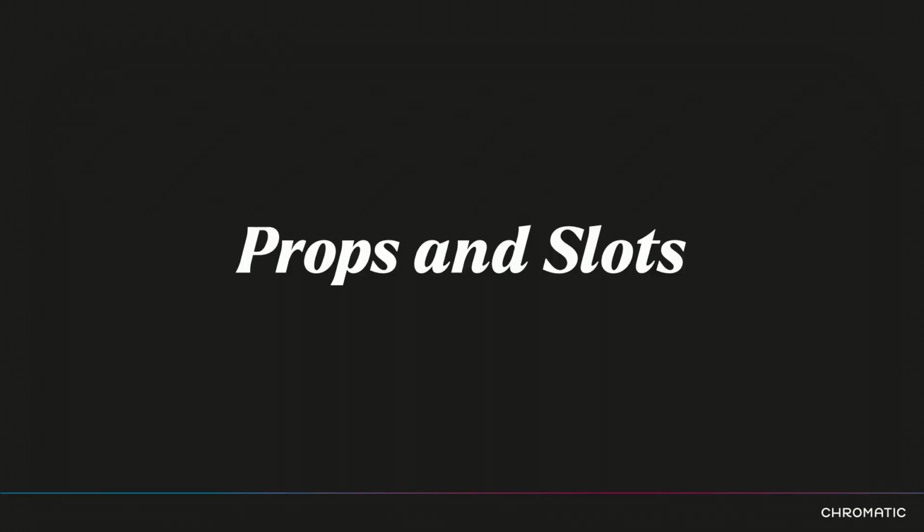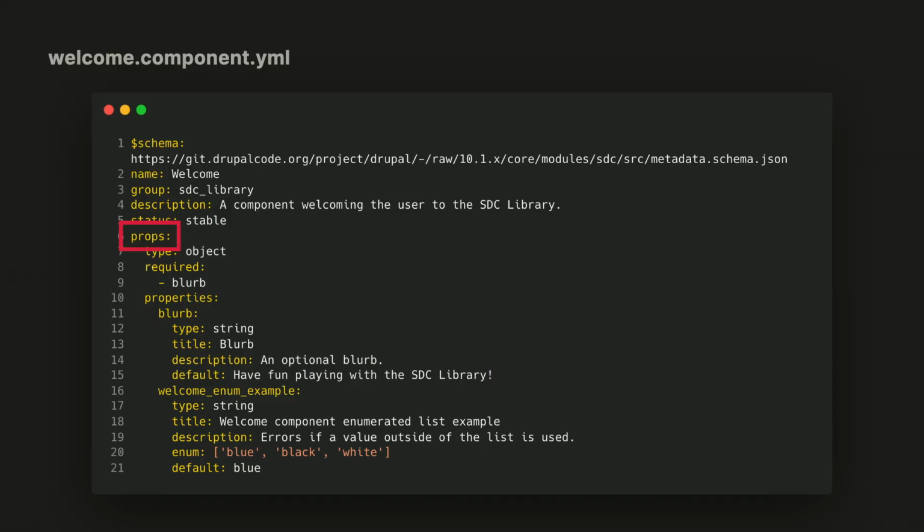So now we go into the crux of the matter, the props and the slots, and this is how we define the component. For the welcome component, if we look down, there's the props key, and below it, it has its own properties key. What I want to point out here is, hopefully you can read, maybe it says blurb, and then the one I'm highlighting here is welcome enum example. I'm pointing out enum just to come back to the component YAML file structure. This is an enumerated list of what's allowed in that field.